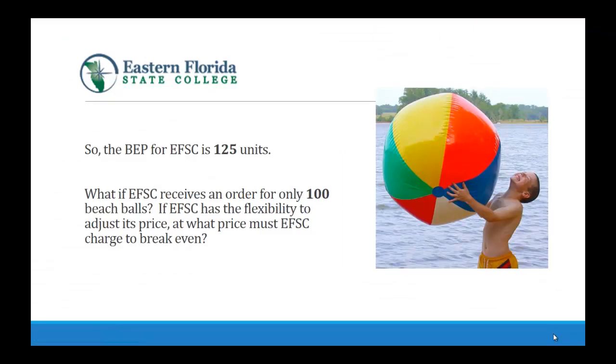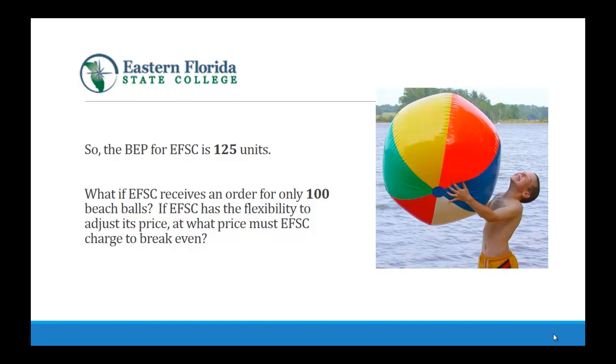Okay, we solved both graphically and algebraically for break-even point, and we found that the break-even point is 125 units. But here's a real-world question. What if EFSC receives an order for only 100 beach balls? Remember, their break-even point is 125. So if they receive an order for just 100 beach balls, they produce and fill the order, they will generate a loss. No company wants to lose money. So if EFSC has the flexibility to adjust its price, at what price must EFSC charge to break even?